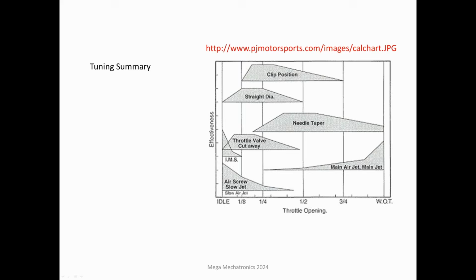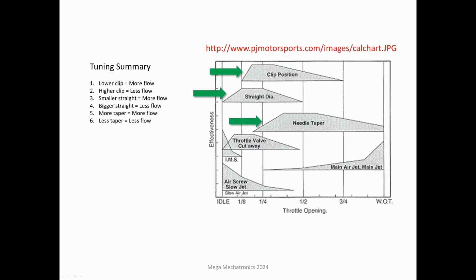So in summary here, just about done. If you lower the clip, you're going to get more flow. You're going to enrich it. A higher clip, less flow. You're going to lean it out. Looking at straight diameter, smaller straight diameter, you get more flow. So you enrich it. Bigger straight diameter, you get less flow. So you lean it. Looking at the needle taper, more taper, more flow. Less taper, less flow.